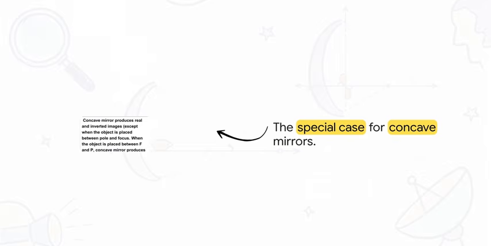But wait, there is one massive exception, a total rule breaker. When your object gets super close to the mirror, specifically squeezed right in between the principal focus and the pole, everything flips. The mirror completely stops making those real upside-down images. Instead, you get a virtual, erect, and enlarged image that looks like it's sitting behind the mirror. And this single quirky exception is literally a game changer for how we use these things in the real world.